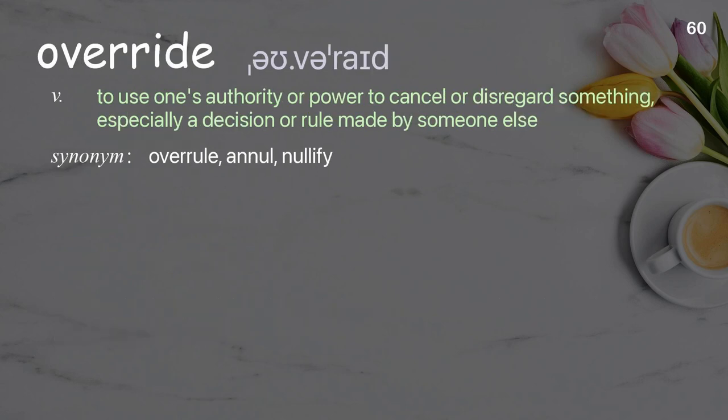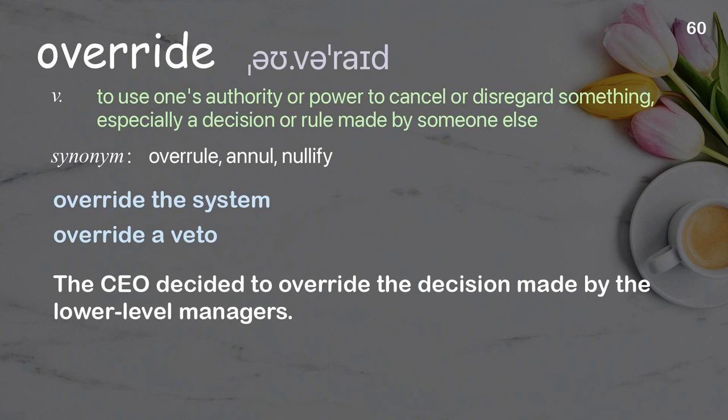Override. To use one's authority or power to cancel or disregard something, especially a decision or rule made by someone else. Examples. Override the system. Override a veto. The CEO decided to override the decision made by the lower-level managers.